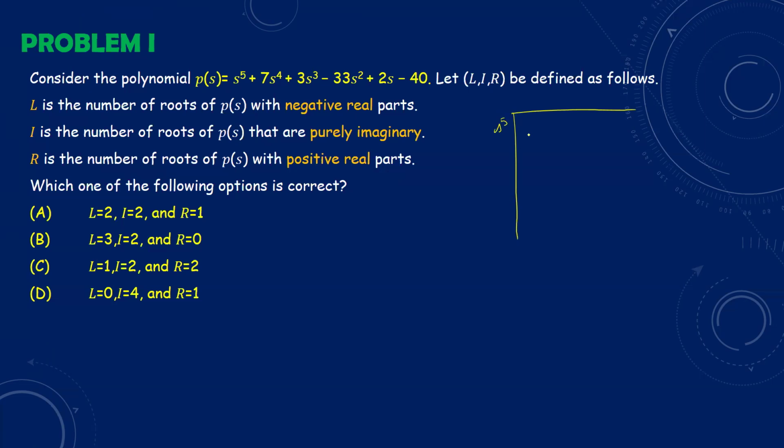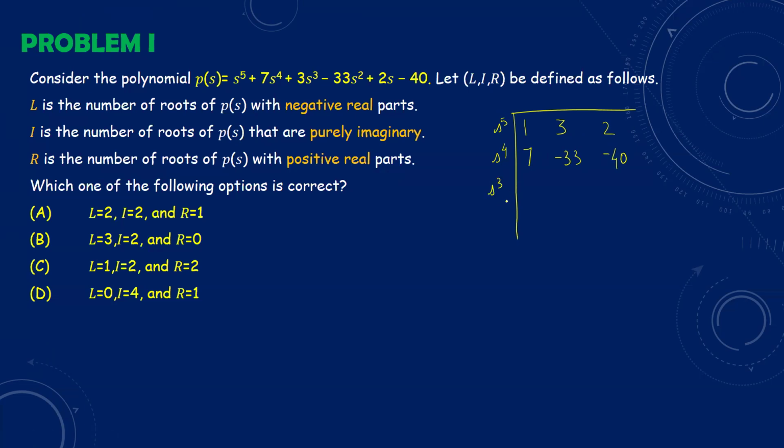S power 5 row elements are 1, the alternate coefficient is 3, the coefficient of S cube, and 2, which is the coefficient of S. And S power 4 row elements: the coefficient of S power 4 is 7, the alternate coefficient is minus 33, which is the coefficient of S square, and minus 40 is the constant.